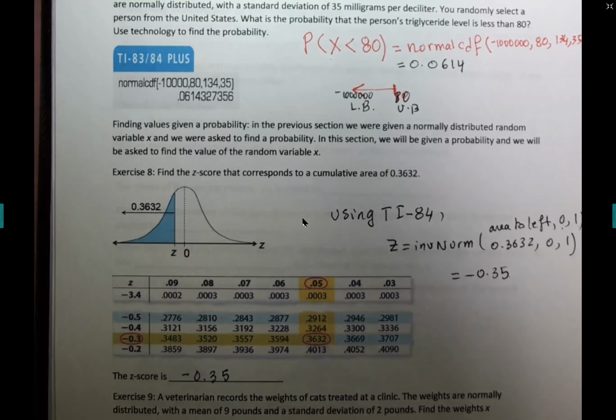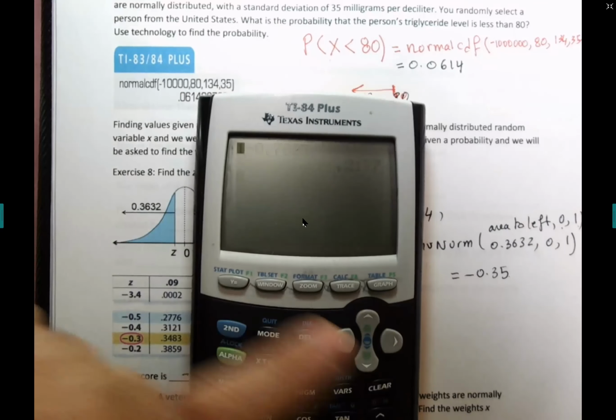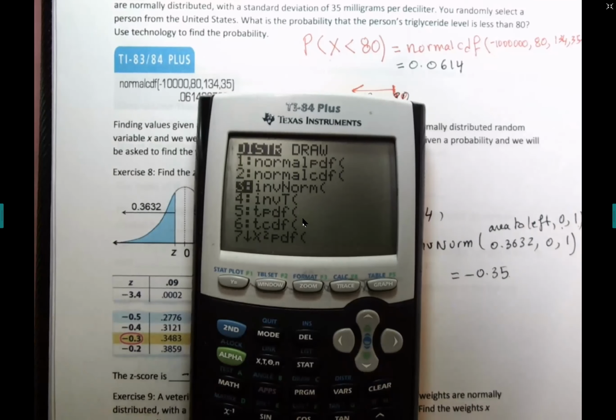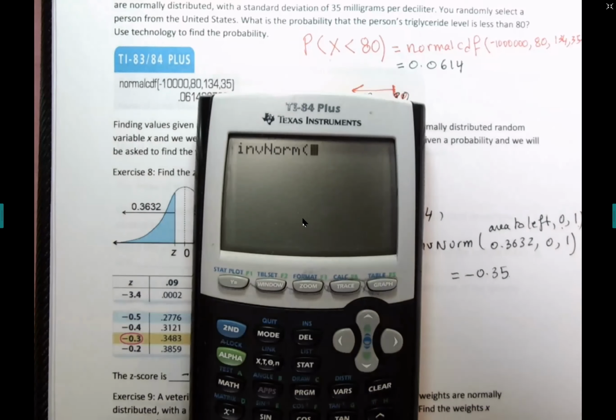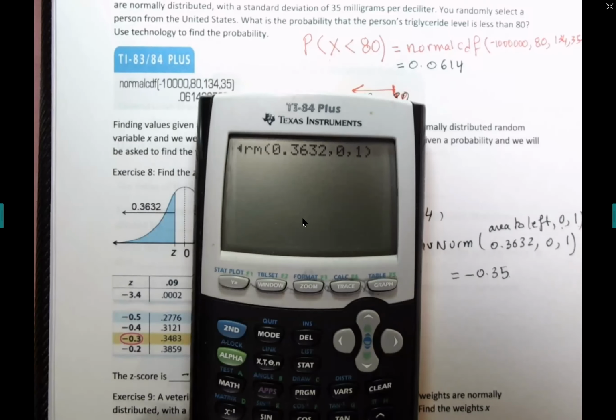If you're using this calculator, let me show you. You should appreciate the calculator by now. You'll see you're going to make a lot more use of it. So you just go to inverse norm. It doesn't give you area, 0, 1 or mean, standard deviation. You have to put them and separate them with a comma. So you put the area first, which is 0.3632, comma, 0, comma, 1, and close. And you guys don't be surprised. It's going to be the exact same answer. All right.